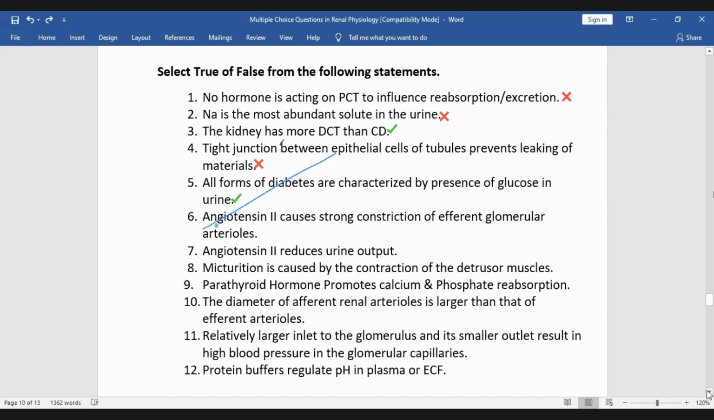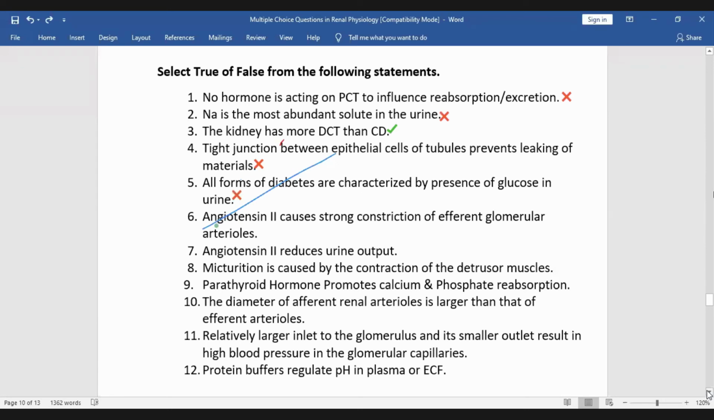And therefore, glucose is not present in the urine in case of diabetes insipidus, but it is present in diabetes mellitus. So the statement that all forms are characterized by the presence of glucose is not correct. Right? This is a wrong statement.